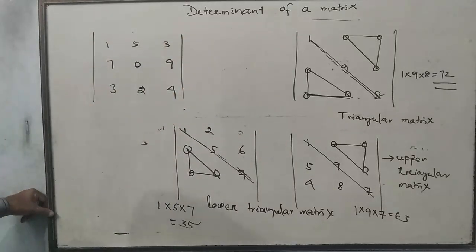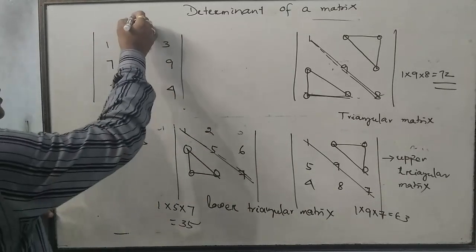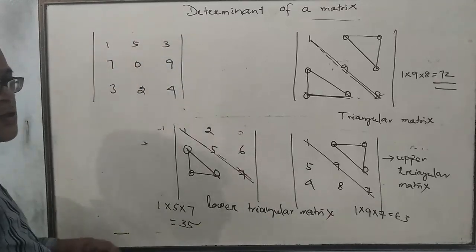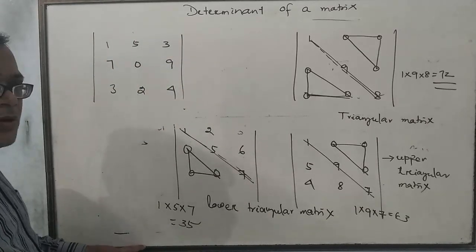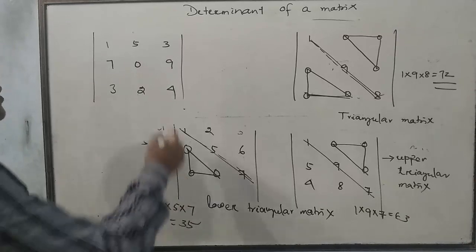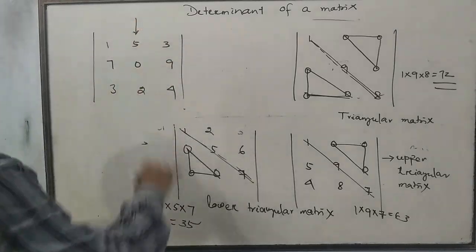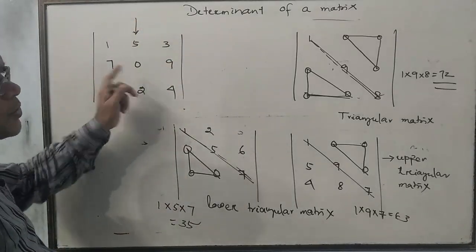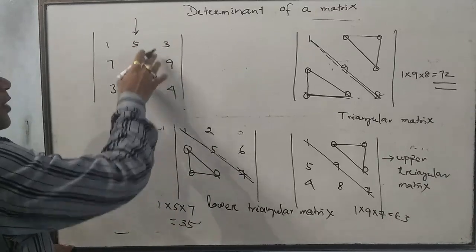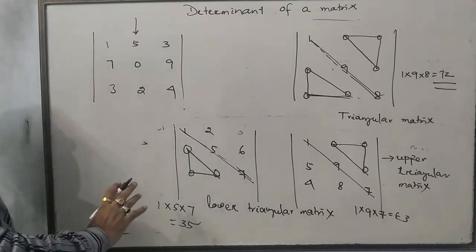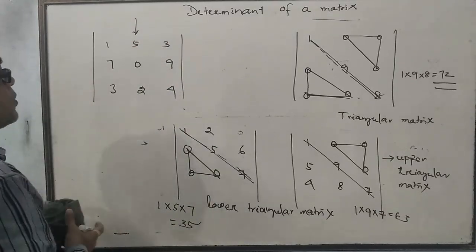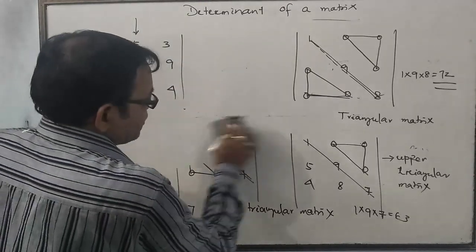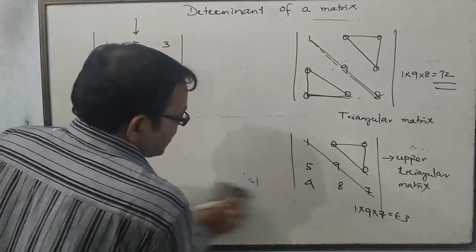Which will be operated so that the determinant value could be easily found? Answer is second column. Because in the second column there is a 0, so the determinant would be very easy, because 0 into something would not have any value. So the determinant would be easily found. Its value would be how much?